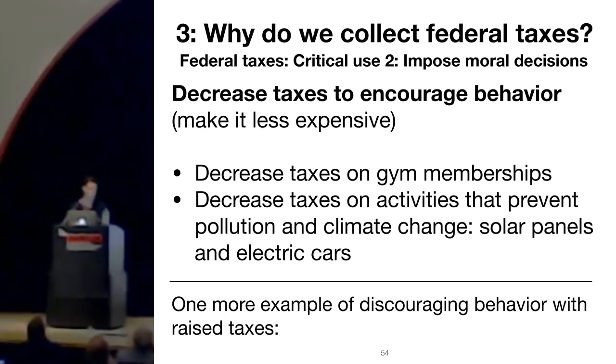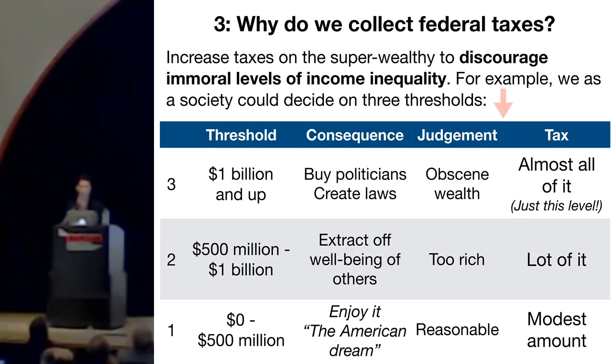We could decrease taxes on gym memberships. We could decrease taxes on activities that prevent pollution and climate change, such as solar panels and electric cars. And there's one more example of discouraging behavior going back with raised taxes, and that is to increase taxes on the super wealthy to discourage immoral levels of income inequality.